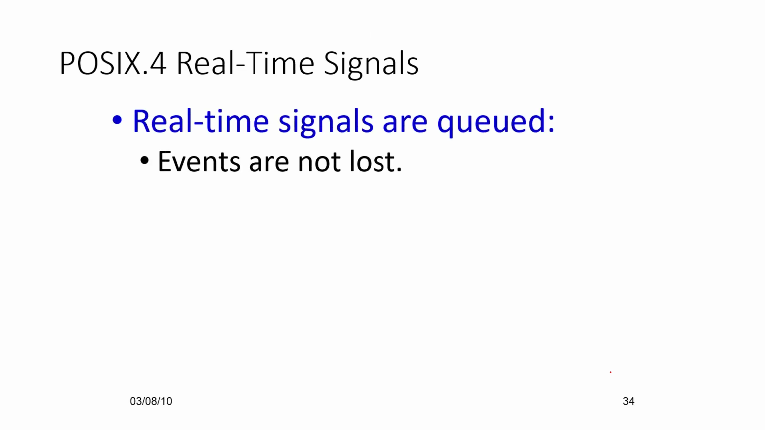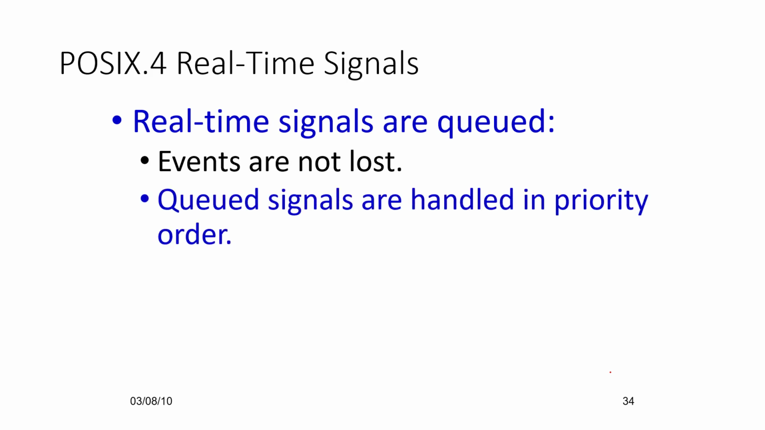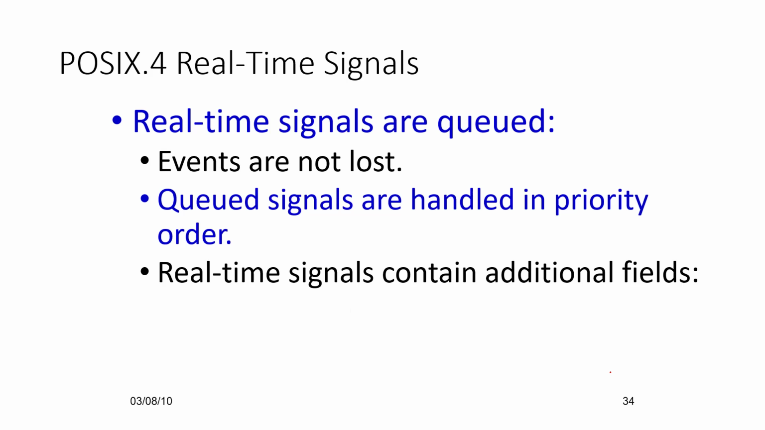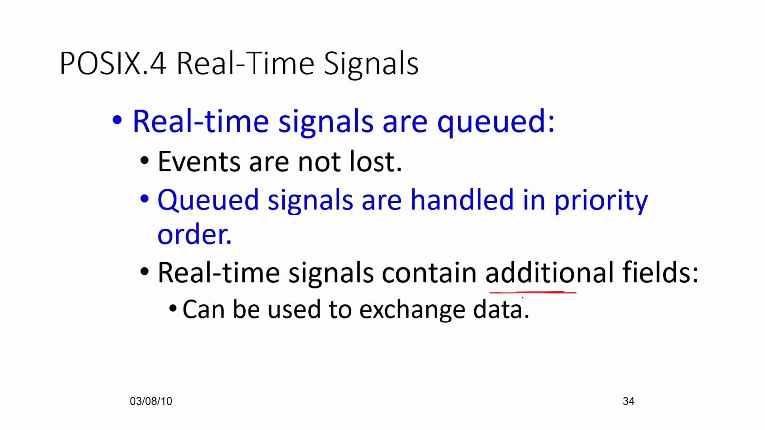POSIX 4, real-time signals are never lost. They are always queued, they are never lost. We treat them very seriously. The queued signals furthermore have a priority. They are handled in priority order and they contain a few additional fields. And these fields are sometimes used to exchange data between the kernel and a real-time process, or between real-time processes themselves.